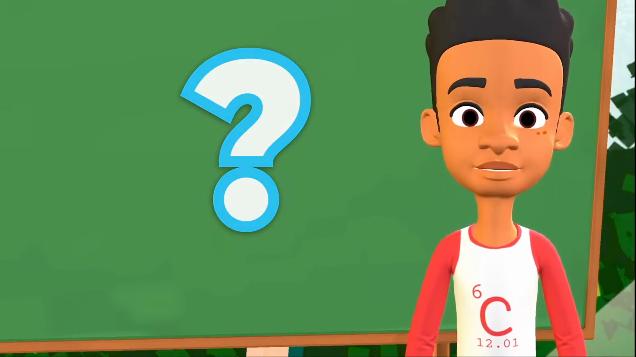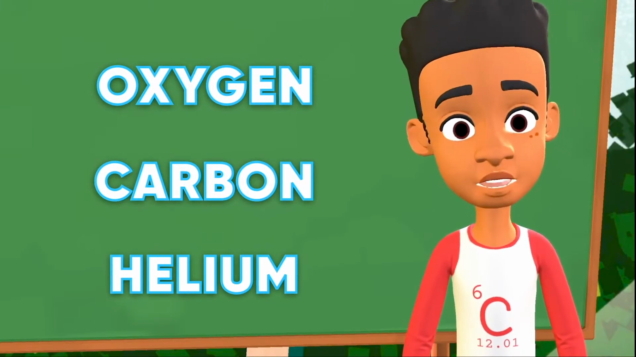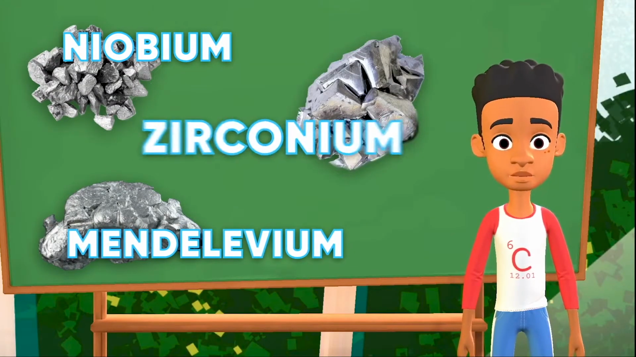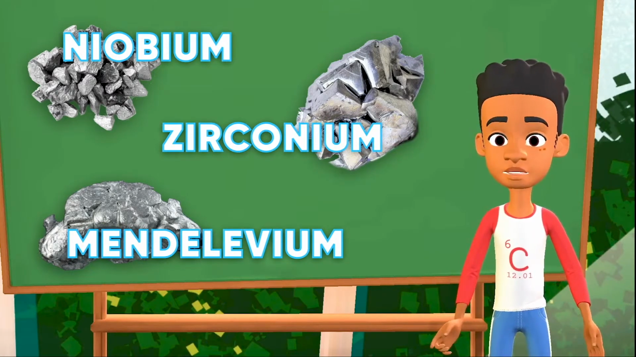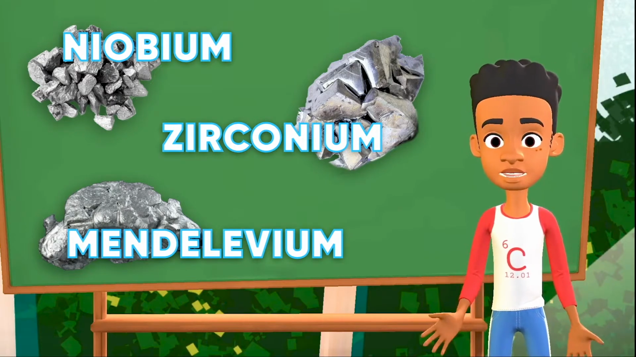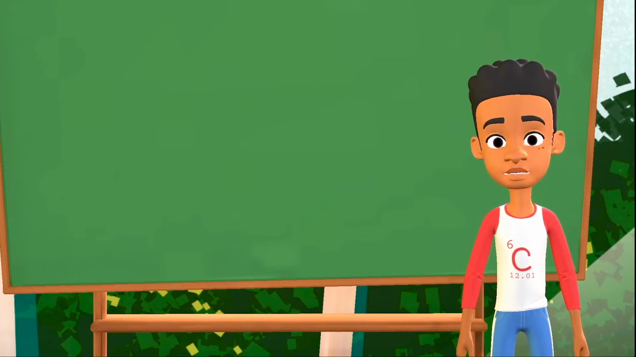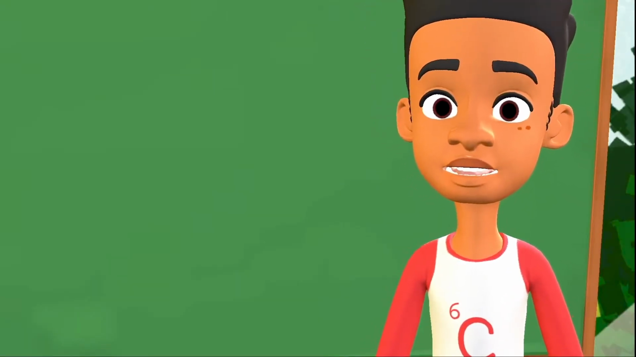You may already know some common elements, like oxygen, carbon, and helium. But have you heard of the element niobium? What about mendelevium or zirconium? These sound like they were pulled out of a sci-fi TV show, but no, they're not the names of cool spaceships or alien planets. There are currently 118 known elements, 92 of which happen naturally, while the rest are made by scientists in the lab.